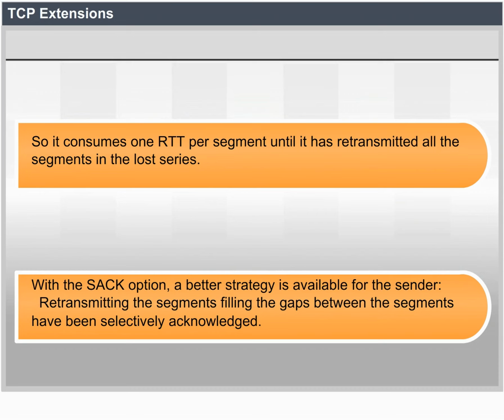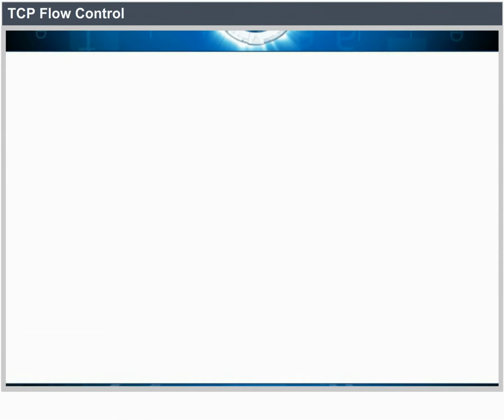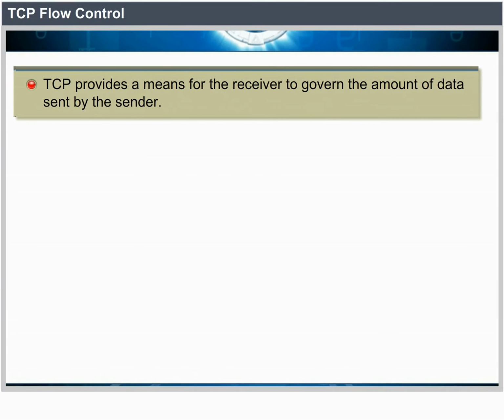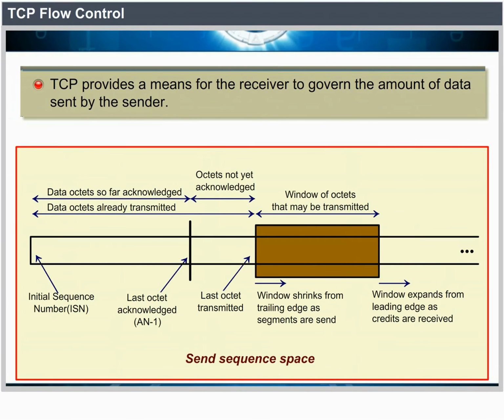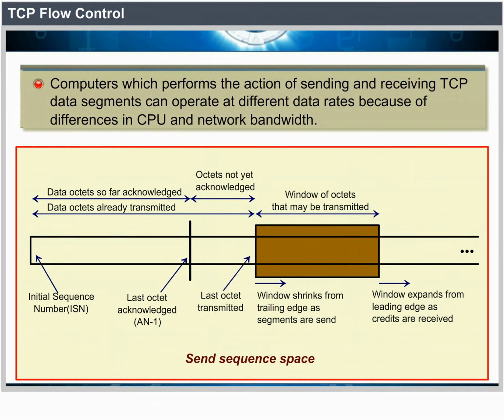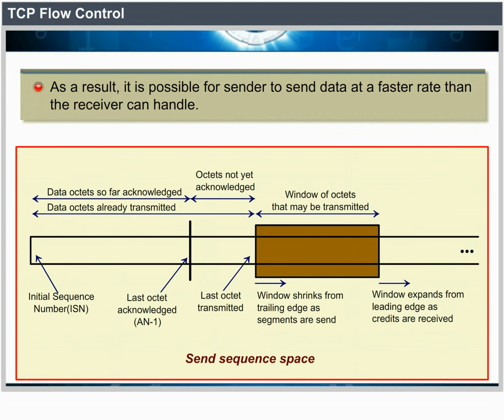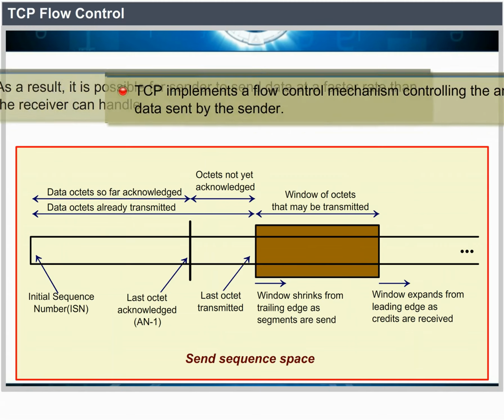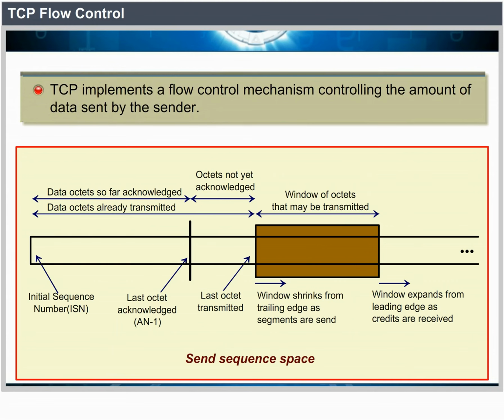TCP flow control. TCP provides a means for the receiver to govern the amount of data sent by the sender. Computers that send and receive TCP data segments can operate at different data rates because of differences in CPU and network bandwidth. As a result, it is possible for the sender to send data at a faster rate than the receiver can handle. TCP implements a flow control mechanism that controls the amount of data sent by the sender.